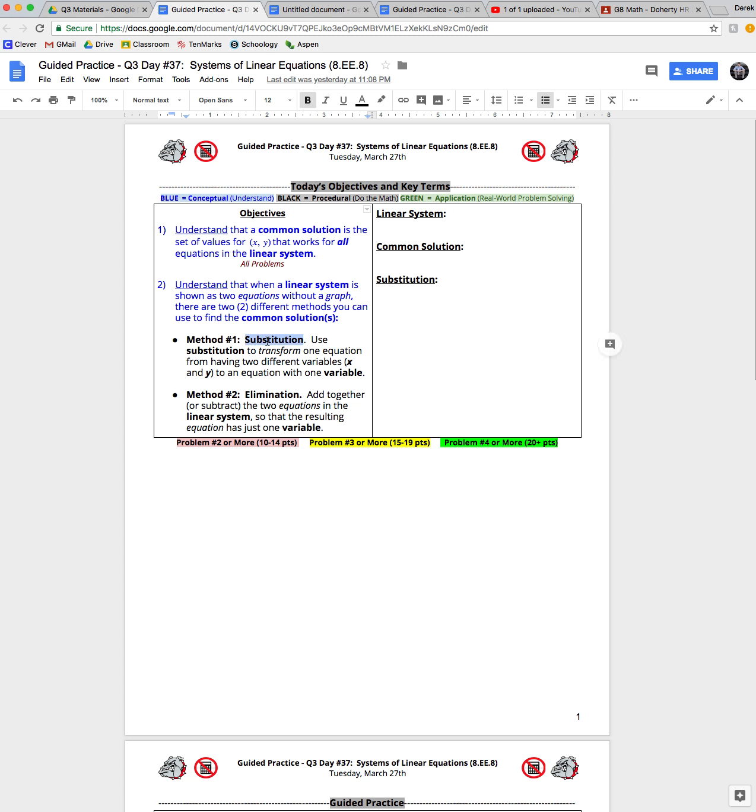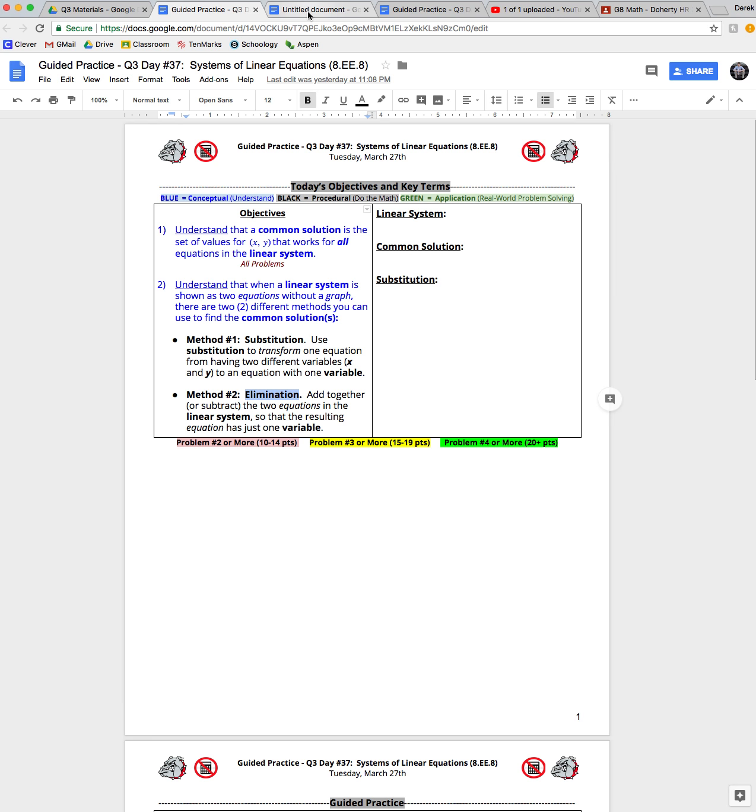In our last video, we discussed how to use the method called substitution to find a common solution to a linear system when they did not provide us with a graph. Substitution is a great method to find a common solution, but often there are situations where a second method, elimination, would actually prove to be more efficient or easier and quicker to use in order to find the correct answer.